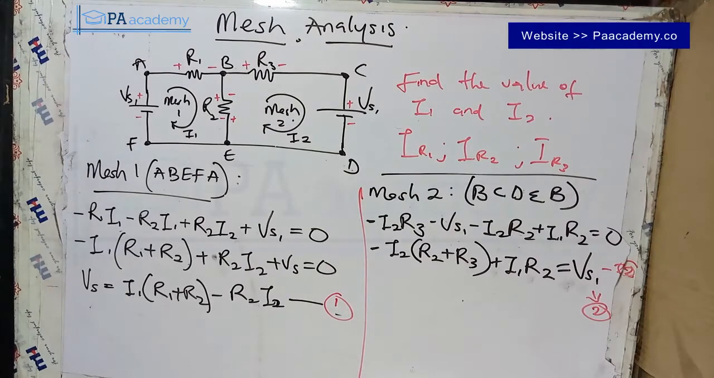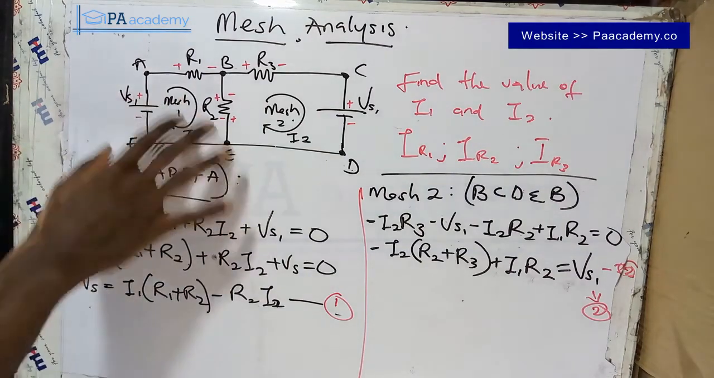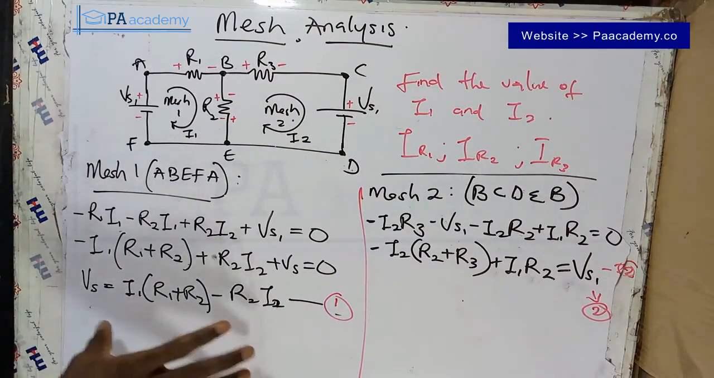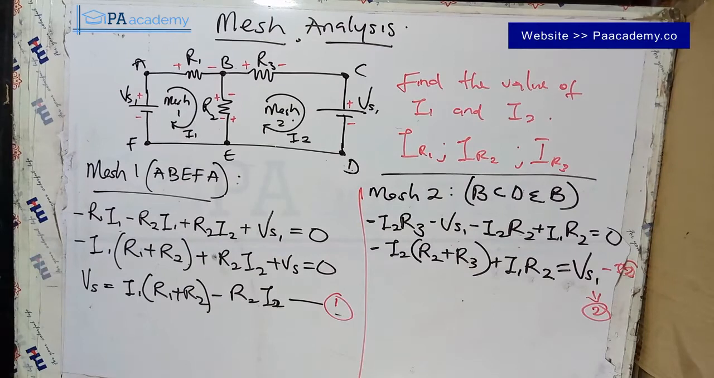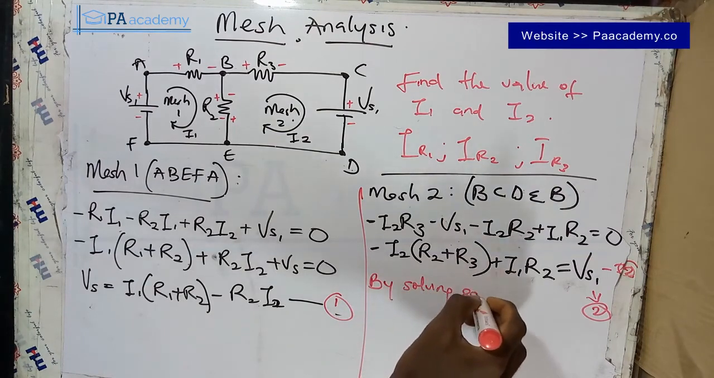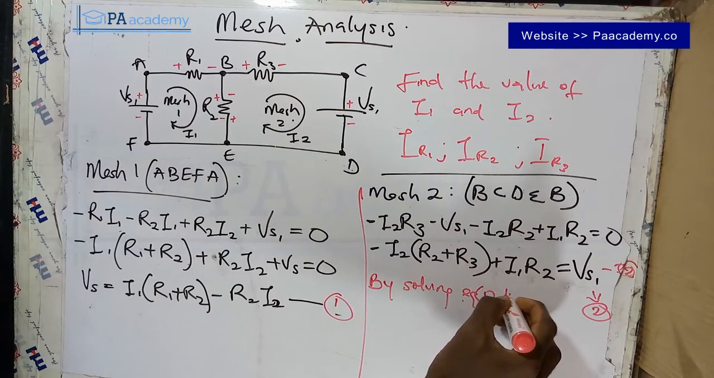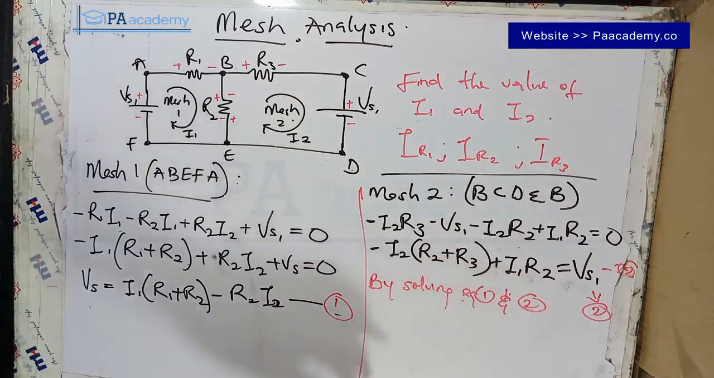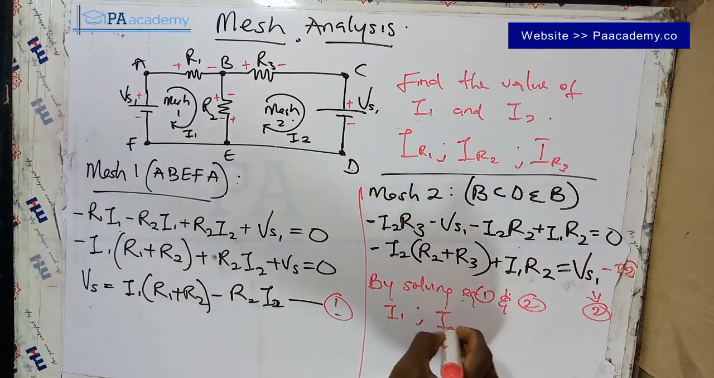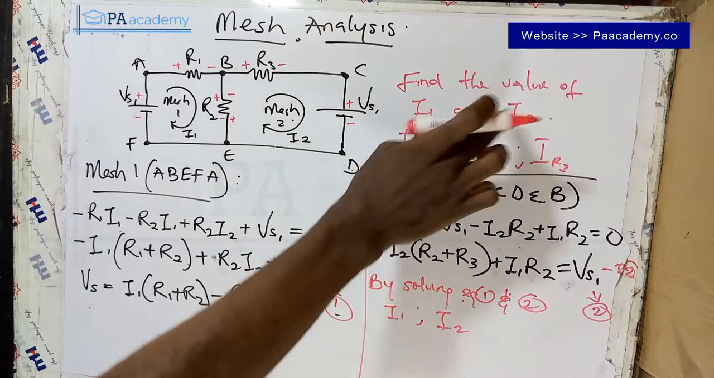Equation 2. Now the reason why we are using alphabets is that by the time we start looking at examples, especially in the next part of this video, where we are going to have real figures, we are going to have a clear understanding of all that I'm writing on the board. Now with equation 1 and equation 2, by solving equation 1 and 2 simultaneously, we are going to get the value of I1 and the value of I2. Remember, that's what we are looking for. Find the value of I1 and I2.